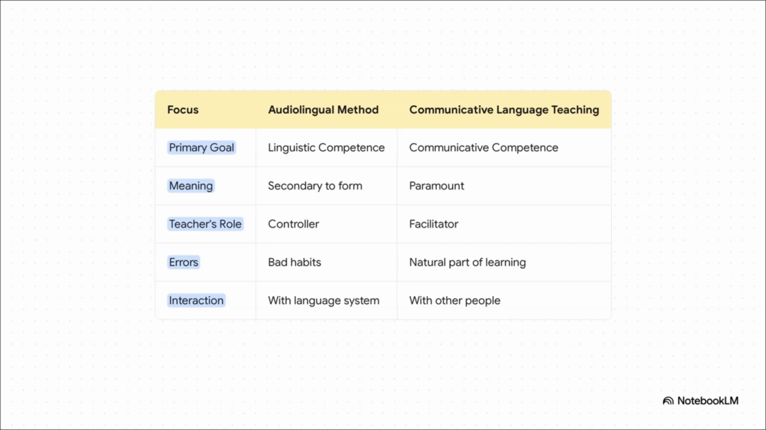The goal shifts from abstract mastery to concrete, effective use. The teacher is no longer a controller, they're a facilitator. And this one is huge. Errors are no longer seen as bad habits to be eliminated. They're just a natural, totally normal part of learning. You go from interacting with a system to interacting with other human beings.